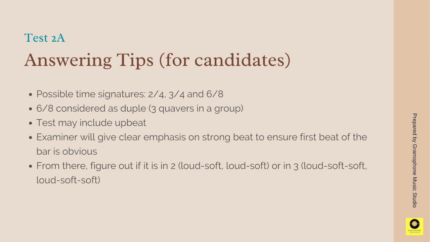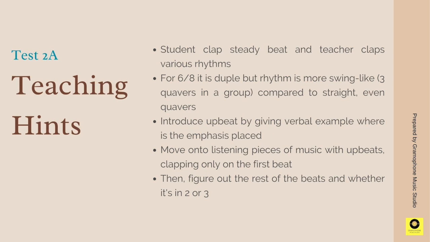Here are some answering tips for candidates. The possible time signature for this test are 2/4, 3/4, and a new addition of 6/8 time. 6/8 is considered as duple because of the grouping of 3 quavers in a group. The test may include upbeat, and examiner will give a clear emphasis on the strong beat to ensure the first beat of the bar is obvious. From there, figure out if it is in 2, 1, 2, 1, 2, or in 3, 1, 2, 3, 1, 2, 3.